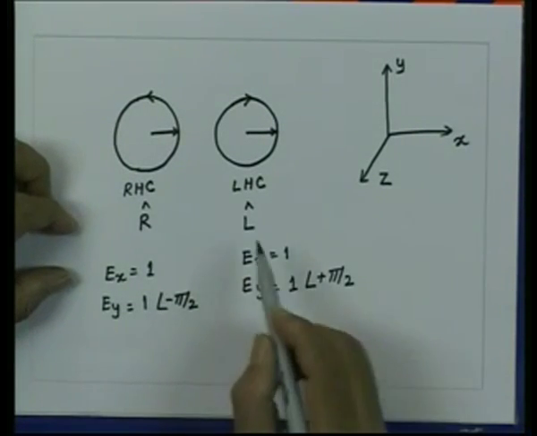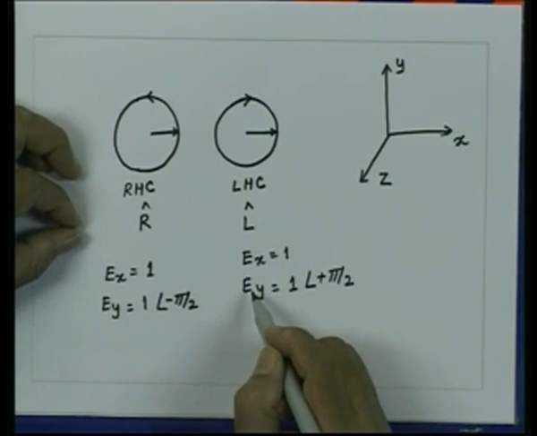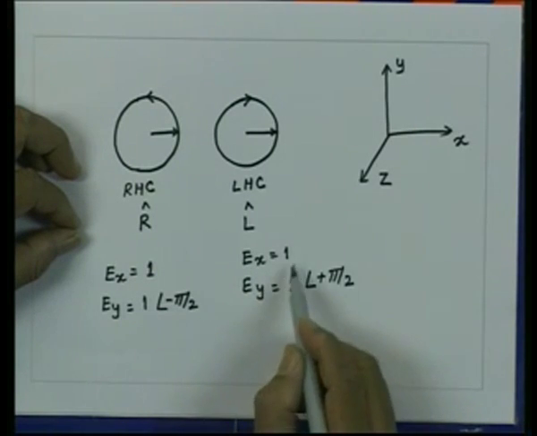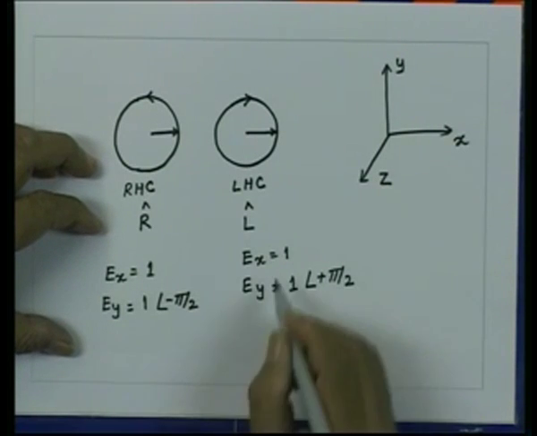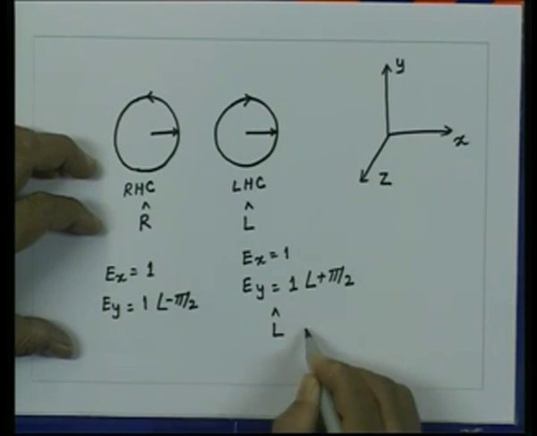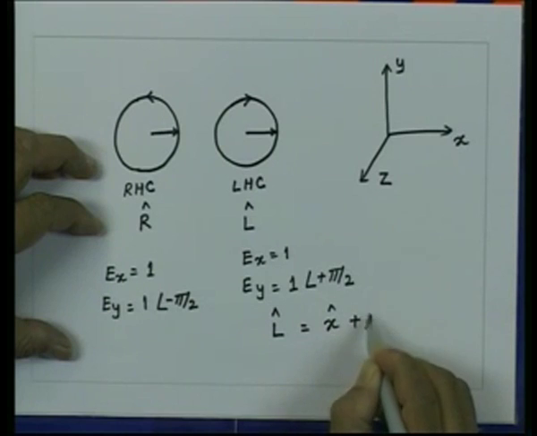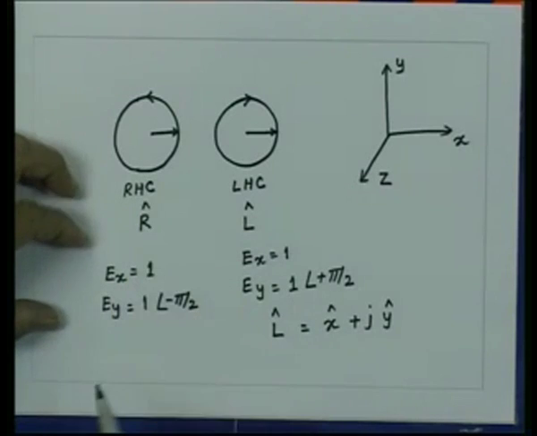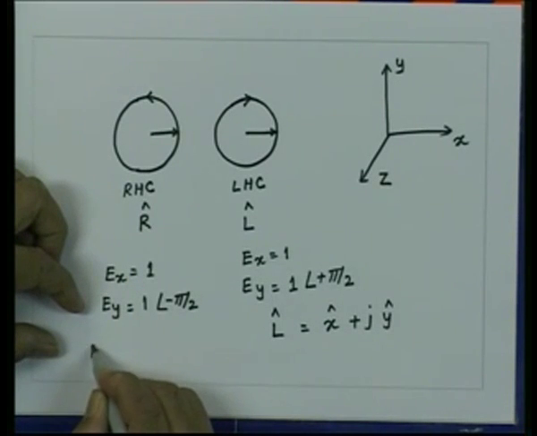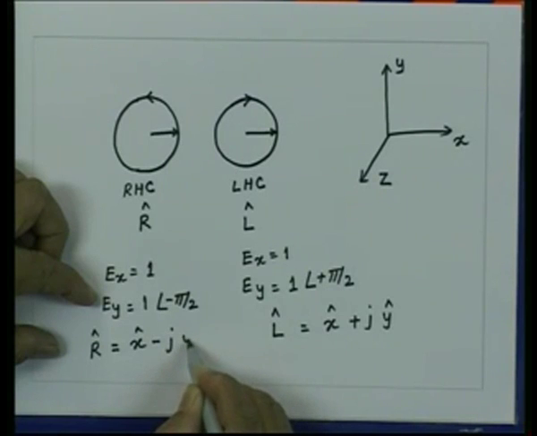So, that means this L unit vector can be represented as x plus a 90 degree phase shift into y. So, we get here the L unit vector, we can write as the unit vector x plus j times unit vector y. Similarly, for the right handed case, we get r unit vector that is equal to x minus j into y.